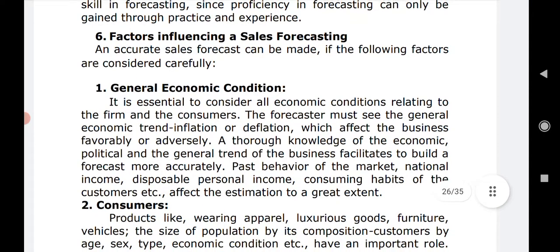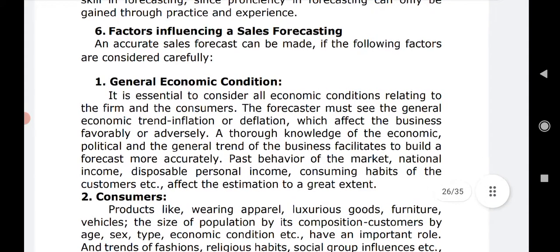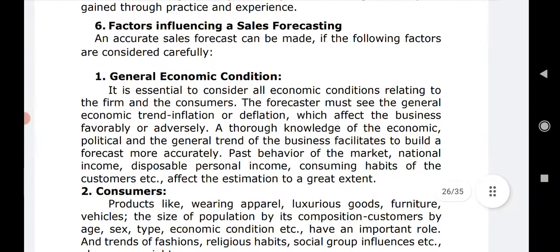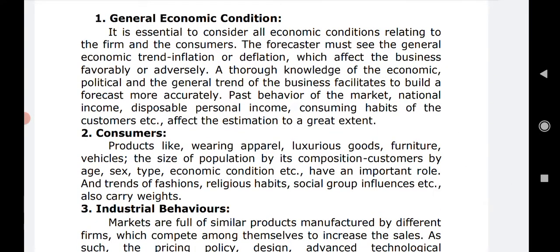Next that we need to consider are the factors that influence the sales forecasting. See, there are so many factors. There may be so many different types of determinants. Right. Many types of factors can be there, many determinants which influence sales forecasting. Here we are going to check them out in short.